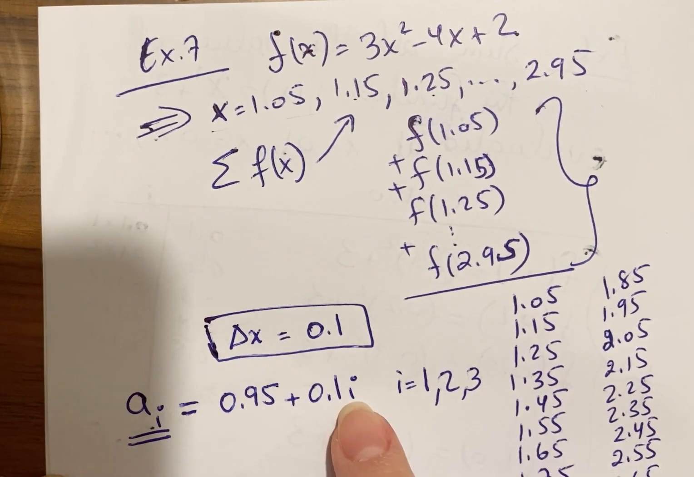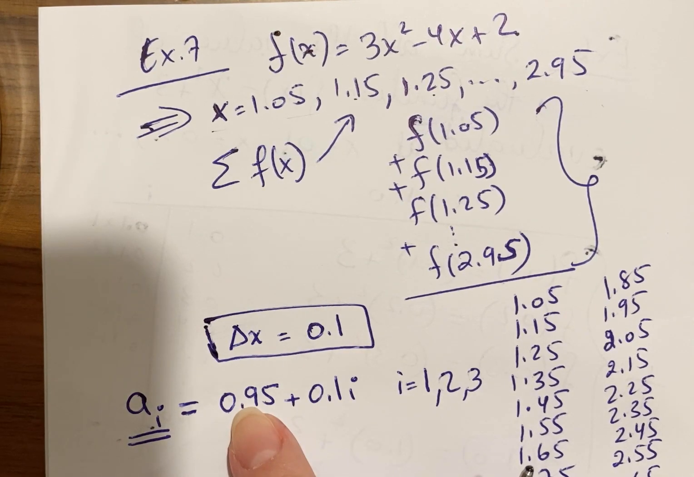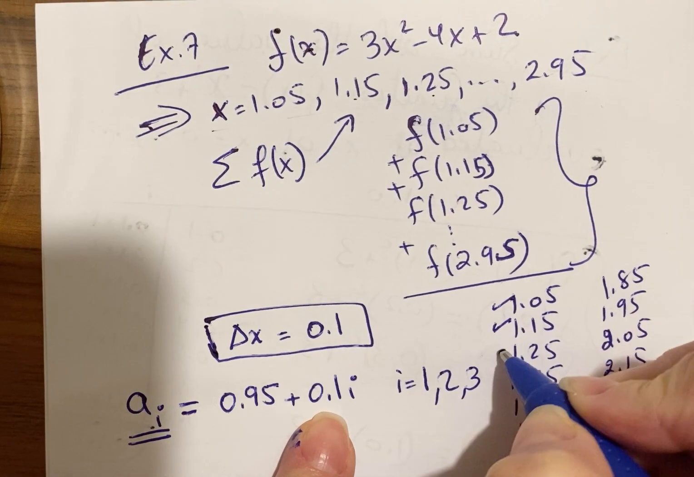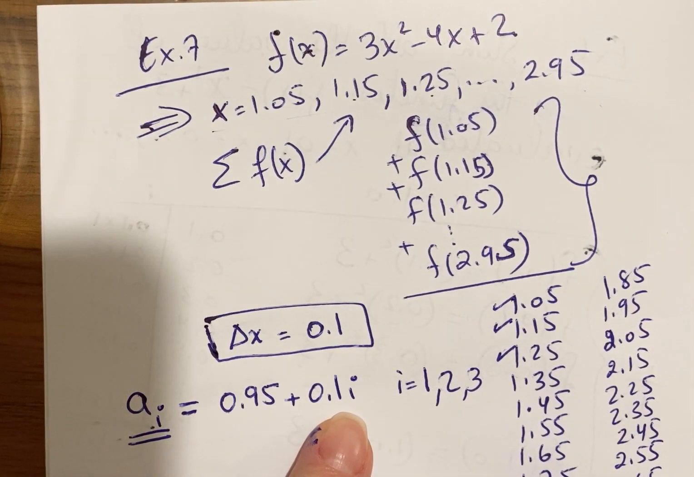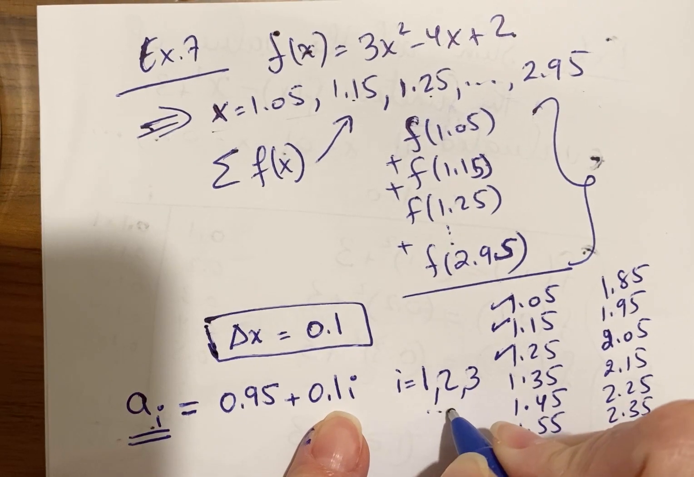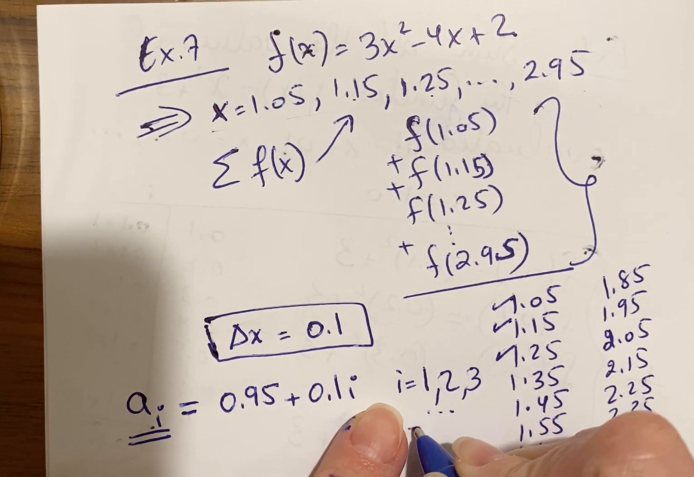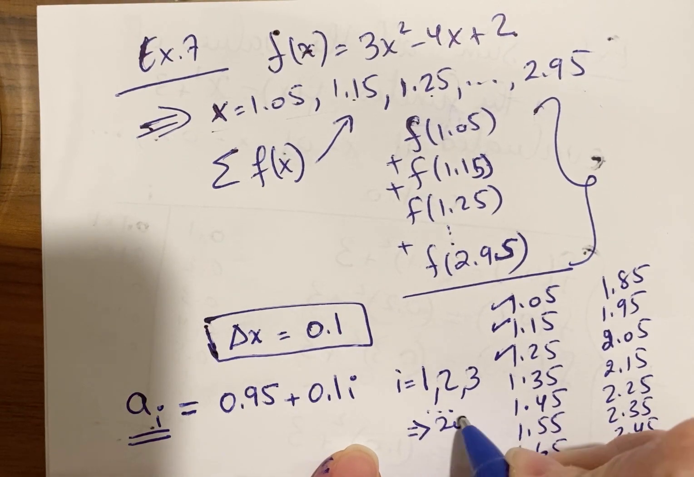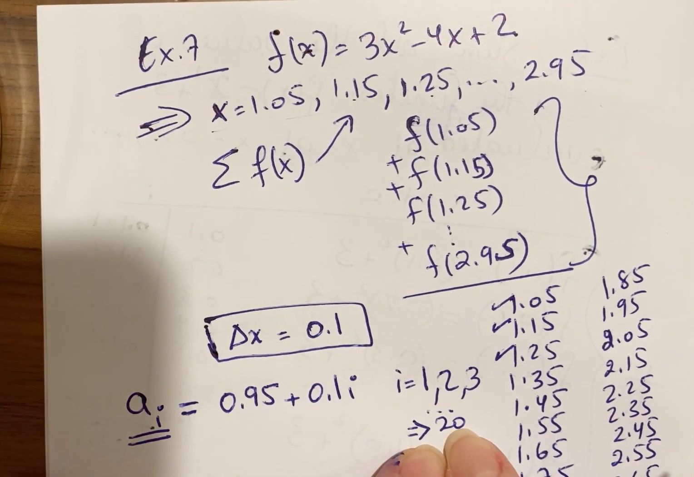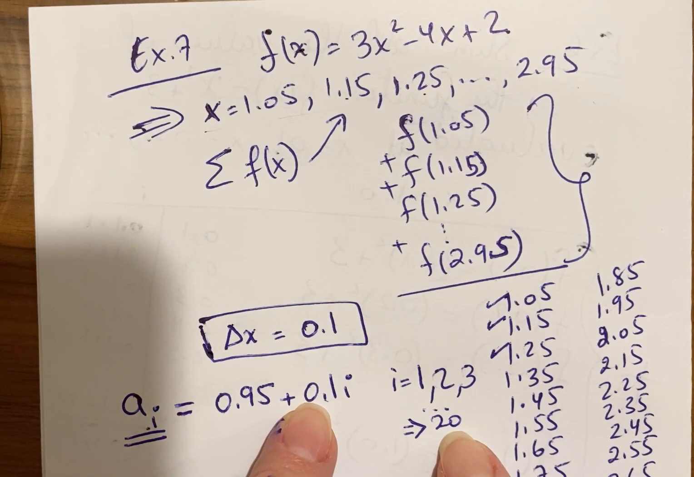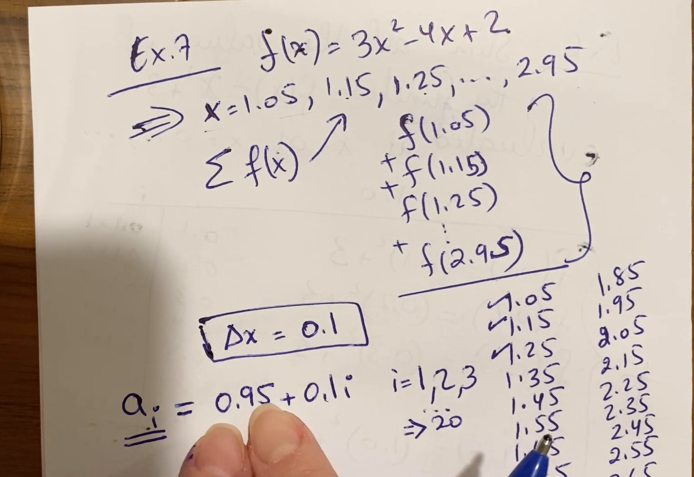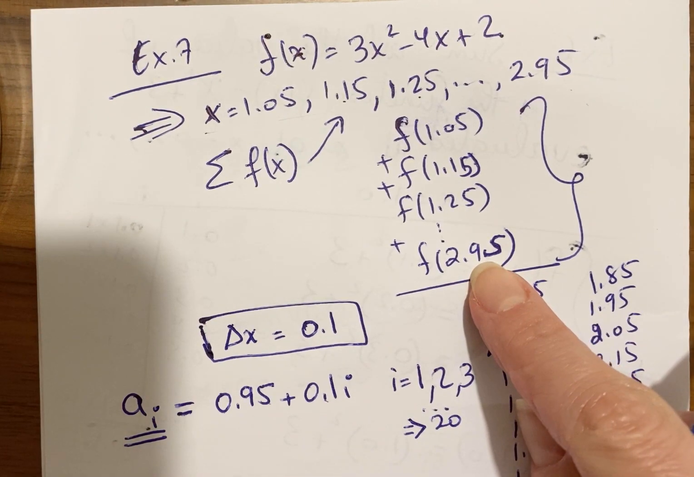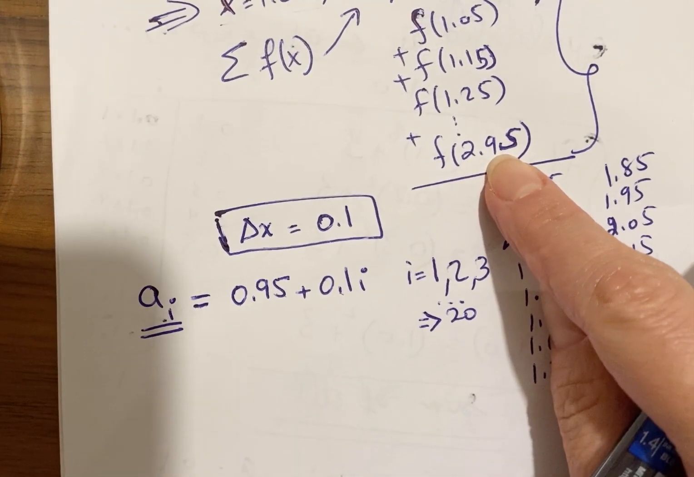Then 3. I need to add 3 0.1s to 0.95. The first 0.1 gave me this. When I added the second, it gives me this. When I add the third, it will give me 1.25. How many times do I need to do this? I need to do it from 1 to 20. At the 20th one, 0.1 times 20 is 2. 2 plus 0.95 gives me 2.95, the last x value that I want to have.